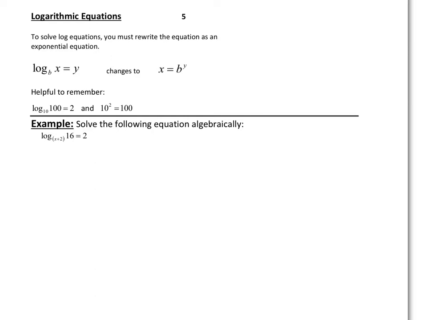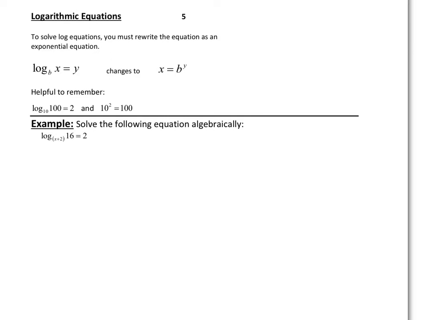So I always say the base becomes big. The base number is the little number over here, and it becomes the big number over here. The excluded value, the one that's left alone or by itself, is the exponent. And the log value, log of x, is the one that gets left alone.